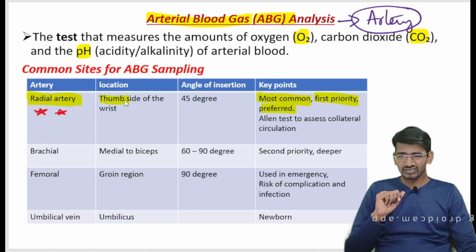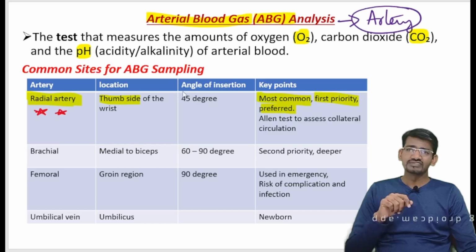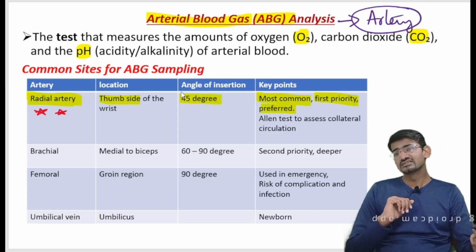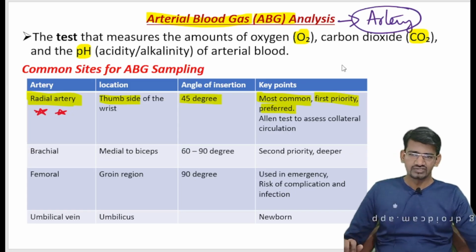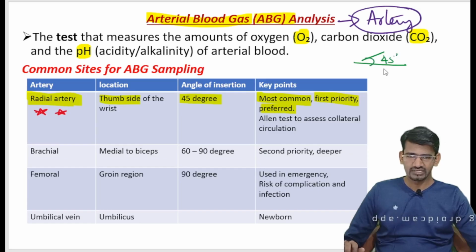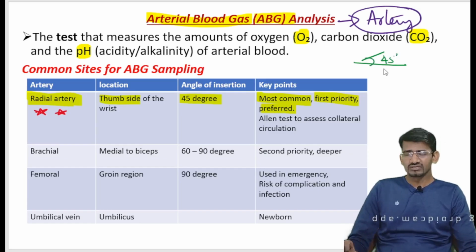Now that you understand the location, what is the angle of insertion? When we take the sample from the arteries, we should insert the needle at a 45-degree angle to the skin surface. So a 45-degree angle should be there while drawing blood from the radial artery.